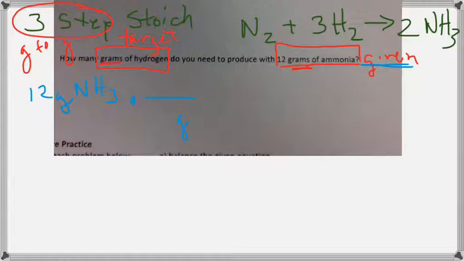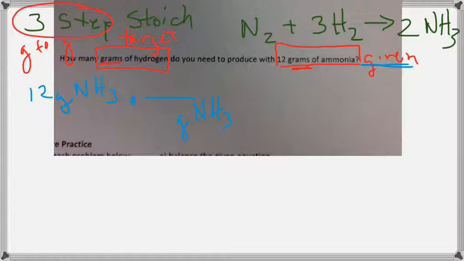So those units will always be on the bottom, and the ammonia will always be on the bottom, or whatever substance you were given is going to be on the bottom, because you have to get rid of it. You're converting, you're changing from one to another, so we're going to need to divide grams of ammonia by grams of ammonia to get rid of them, to cancel them.